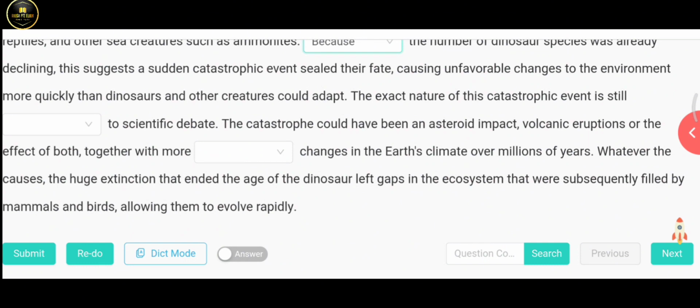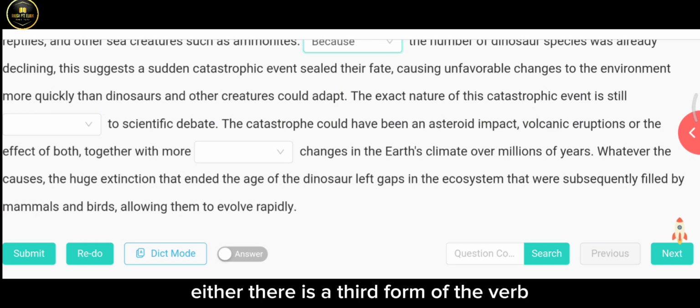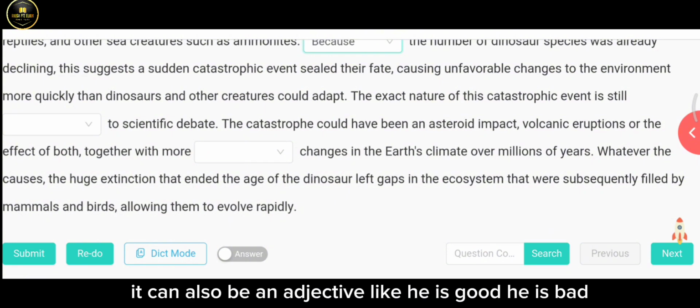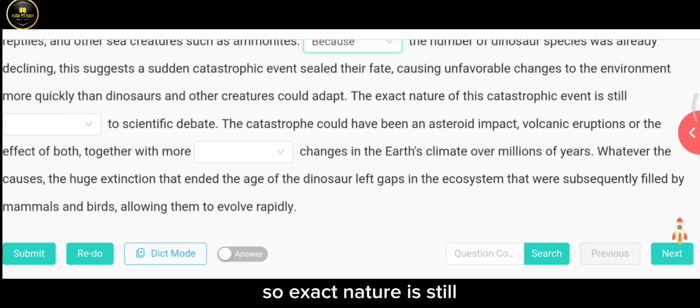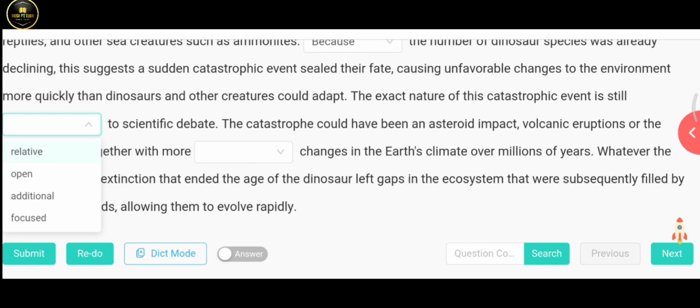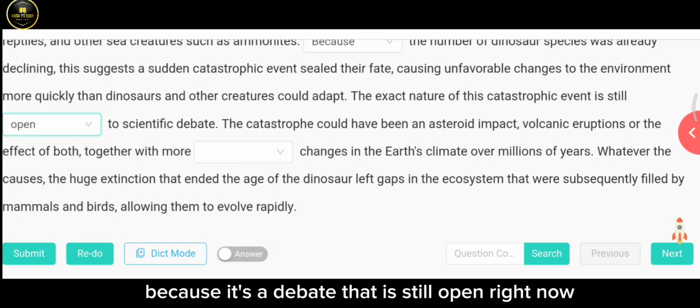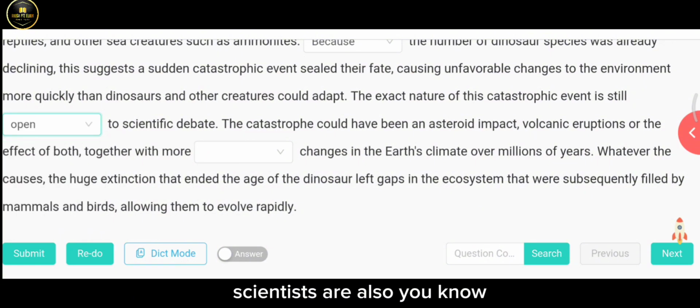Is still, as you can see over here, is a helping verb, so it carries three things. Either there is a third form of the verb with the passive voice, or it can be a fourth form, and last but not least it can also be an adjective, like he is good, he is bad. So the exact nature is still dash to scientific debate, open to scientific debate. Yeah, that suits best, because it's a debate that is still open right now. Scientists are also talking about the situation.